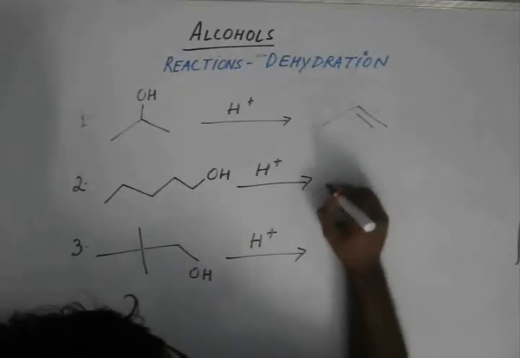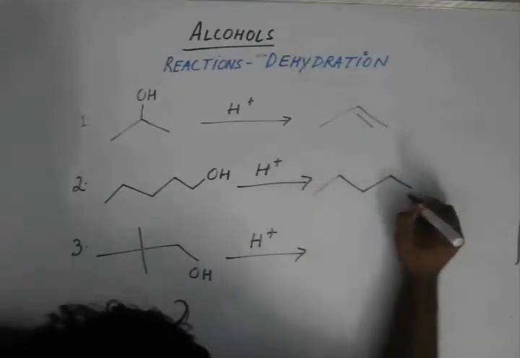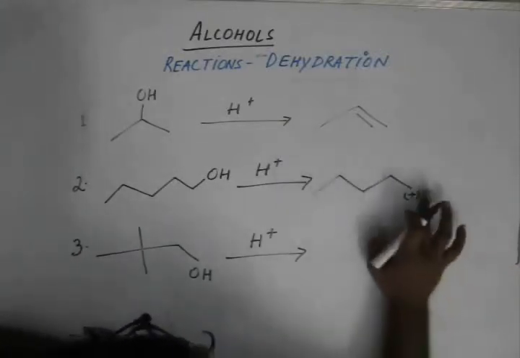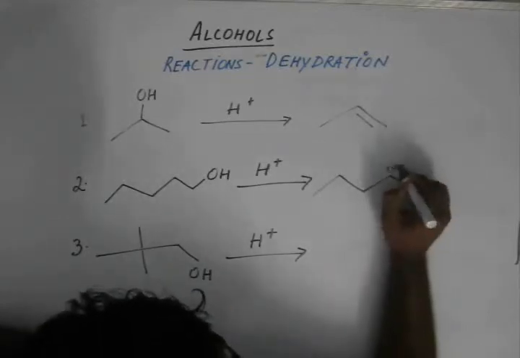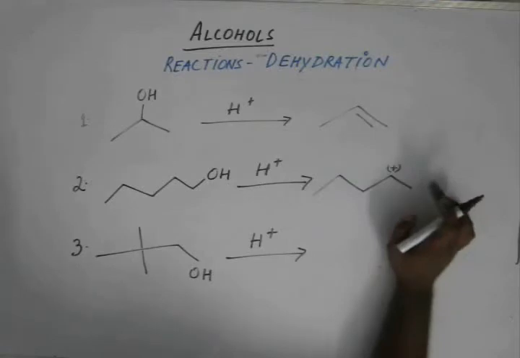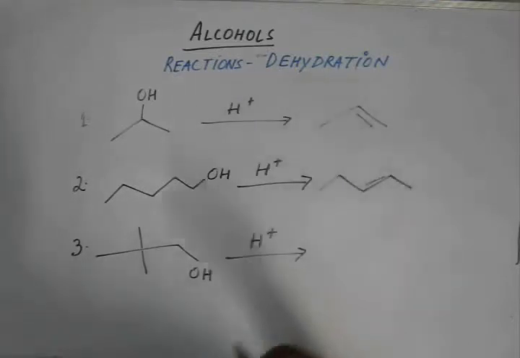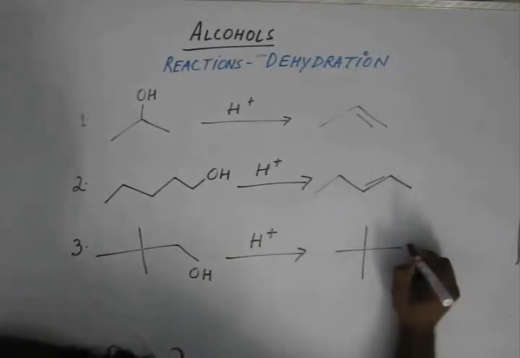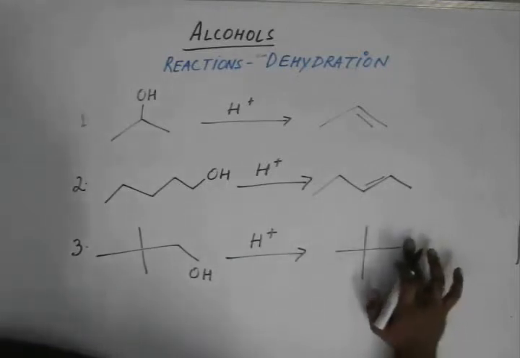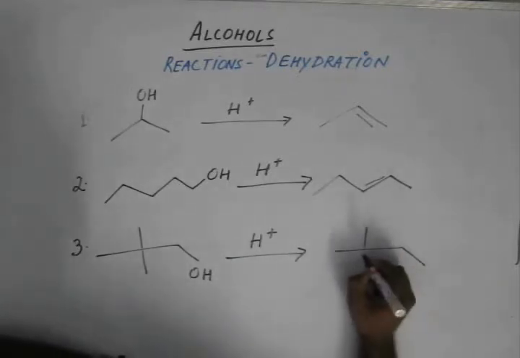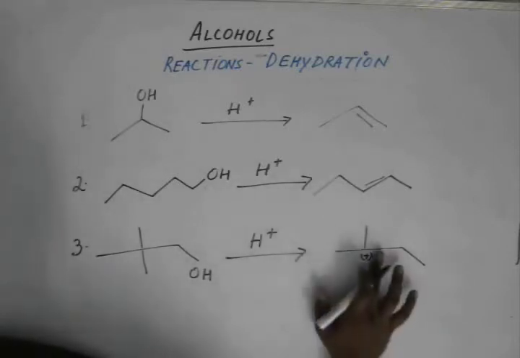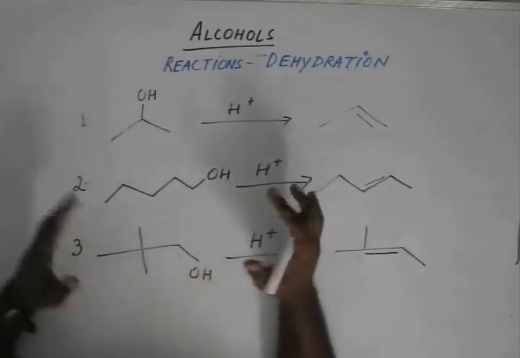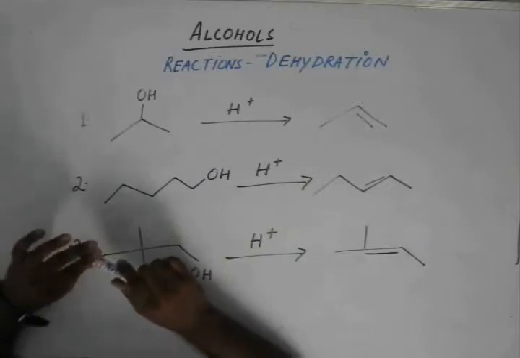I'll rather go through the mechanism of this one a bit. We get this. It rearranges to this, and we get a product, this. In this case we get this carbocation. It rearranges to this, and the alkene which we get is this. I hope you understand these kind of reactions, these kind of elimination reactions.